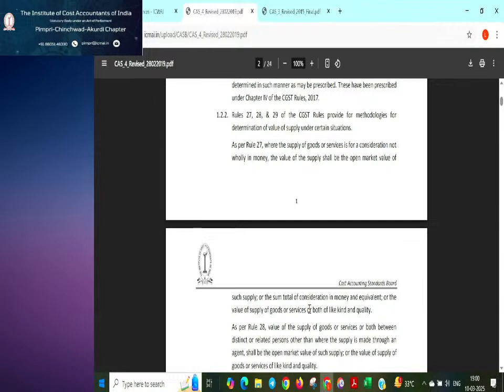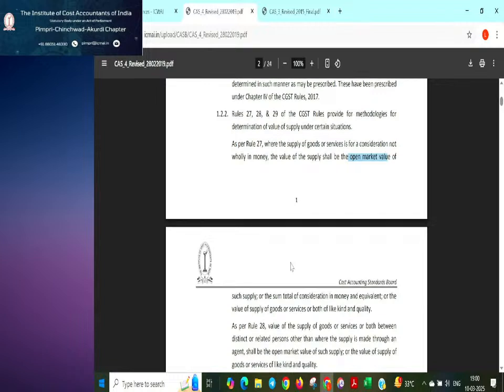That is, you have received a TV. You are not paying for that, but you have received a TV. It is something in kind. So you have to convert the value at the open market rate, and that will be the value of supply. If not transaction value, then it should be the open market value. This is the important thing to be noted.